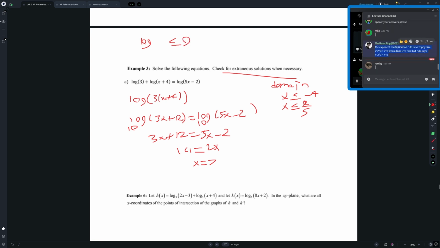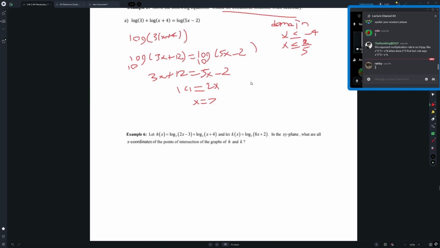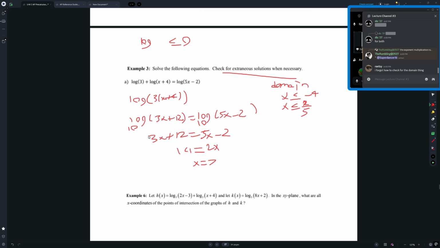The exponent multiplication rule is so trippy, but it is different, and that's an important property. Because if you don't do that, then some of these problems will get really hard to solve. So any questions on this one before we move on to example 6?